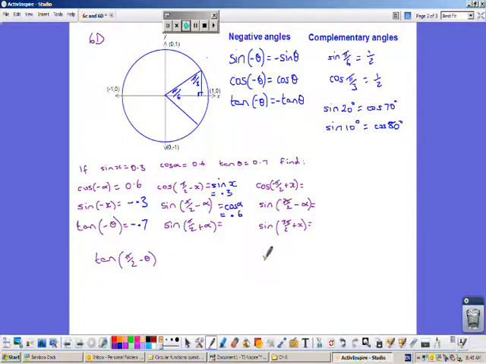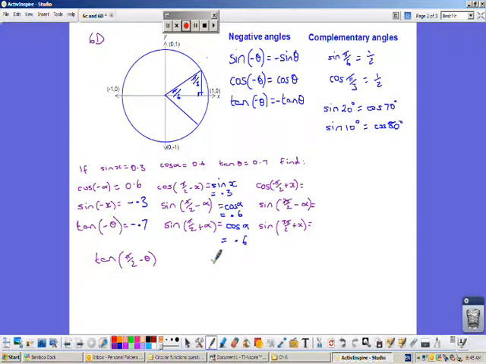We've got to be a little bit careful with the next one because now we're going into the second quadrant. The angles are still complementary, but we have to remember the sign. So we know that sine of pi on 2 plus alpha, its complementary angle is cos of alpha, and sine is positive in the second quadrant, so it's going to equal cos of alpha, so it's still 0.6.